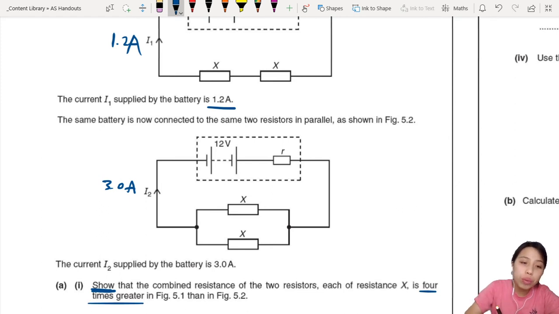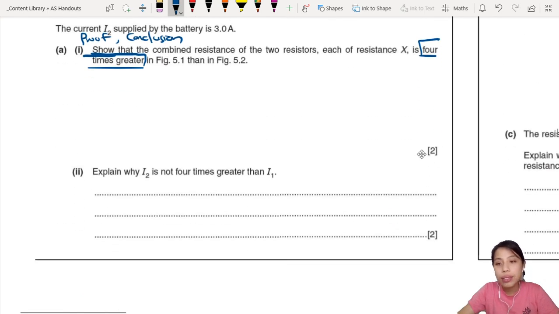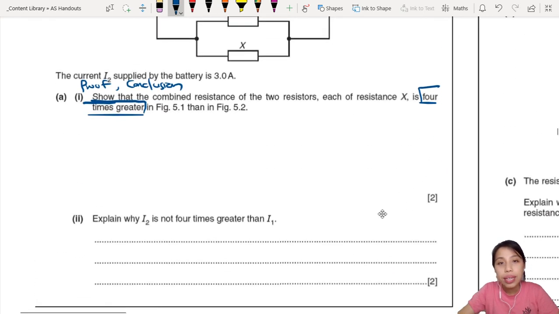So show means you have to prove the answer. That's already given to you, so they want to see 4 times greater. How do you show it's 4 times greater? And you must also give a conclusion. So you need proof and conclusion. That's all you need to think about in your proof or show kind of questions. Okay, so if you see this one is 2 marks, you need to show some calculation and you need to state a concluding statement.